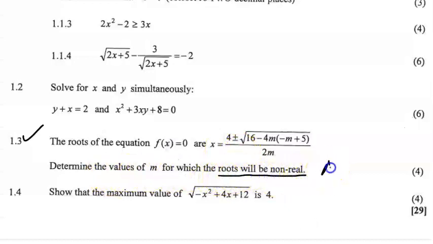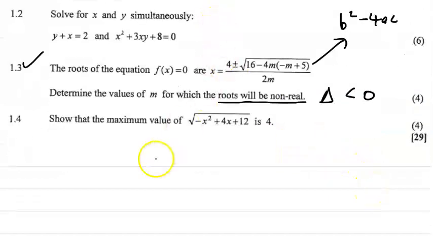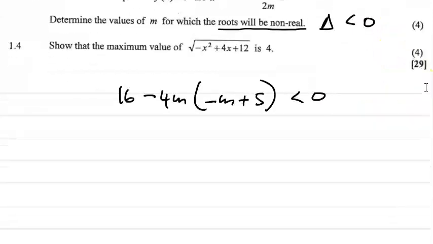So remember now, for non-real roots, delta must be less than 0. Our discriminant is underneath the square root sign, which will be b squared minus 4ac. So all you need to do is take whatever's underneath the square root sign, and we have to let it be less than 0 and solve for m in this particular instance. Let's do that. So we've got 16 minus 4m into minus m plus 5 must be less than 0. Delta must be less than 0 for non-real roots. So let's go work that out.